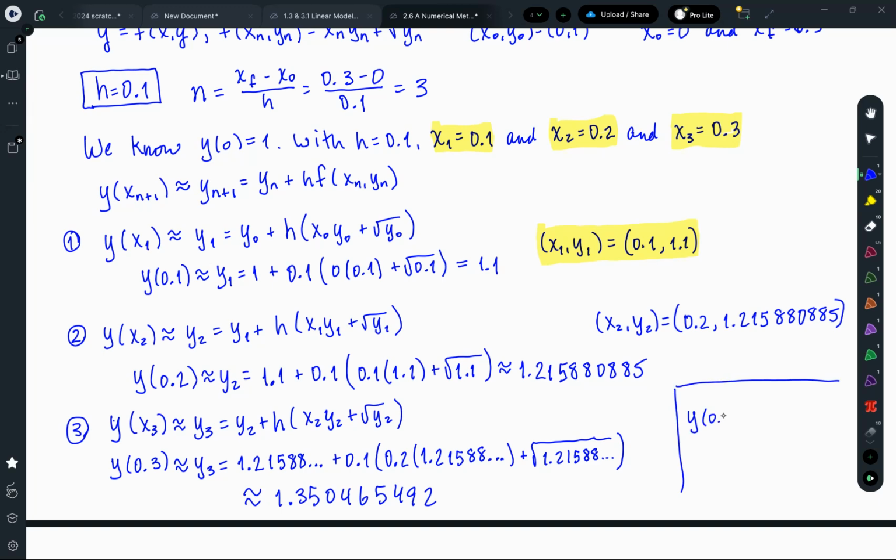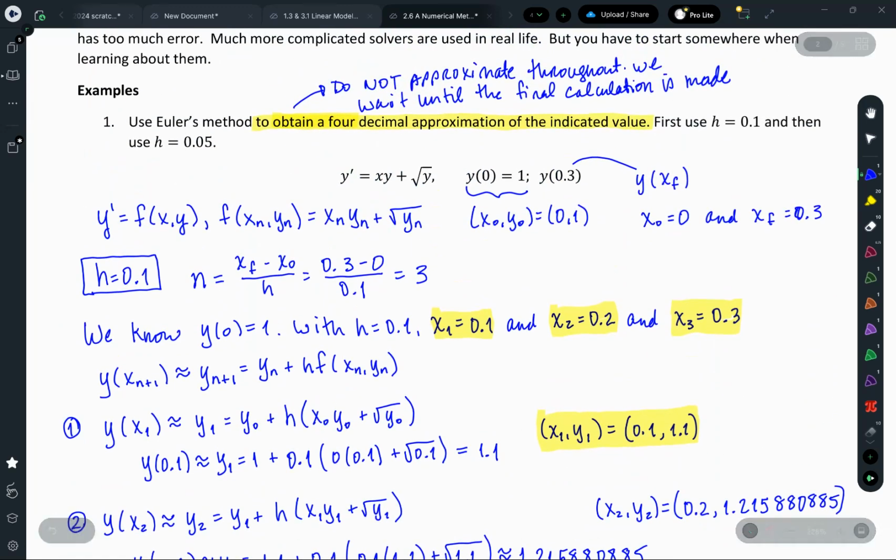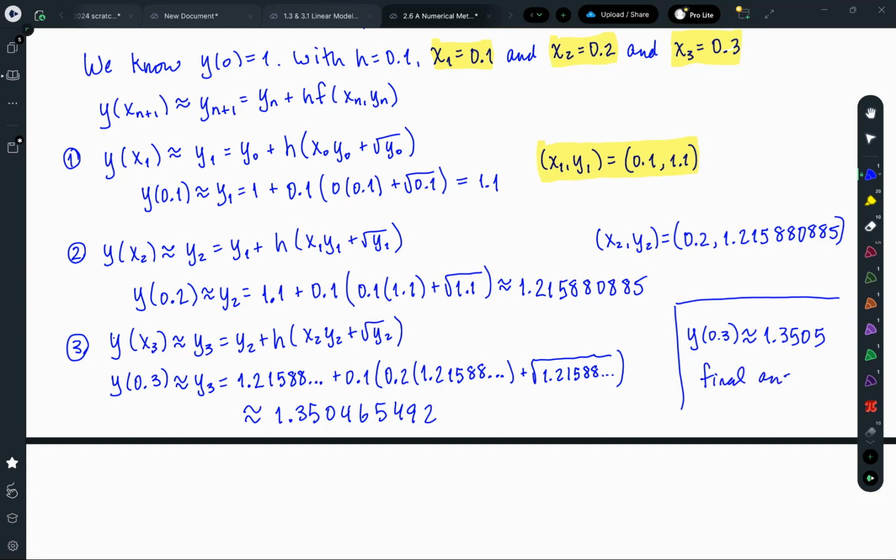Y of 0.3. That's what we were asked to approximate in the beginning. Y of 0.3 to 4 decimal places is approximately 1.3505, because next to the 4 is a 6, so we're going to round up. This is our final answer. A lot of work to get there, but that's it for the final answer.